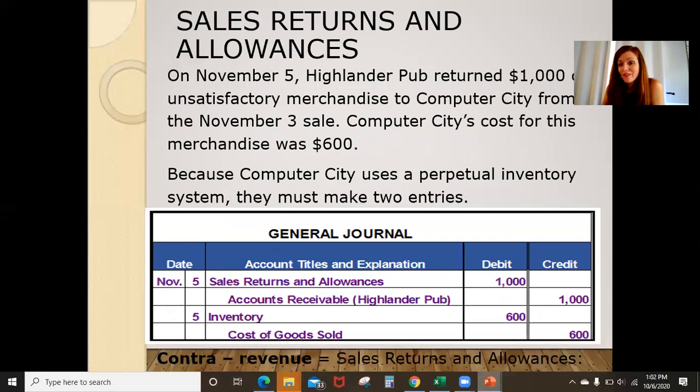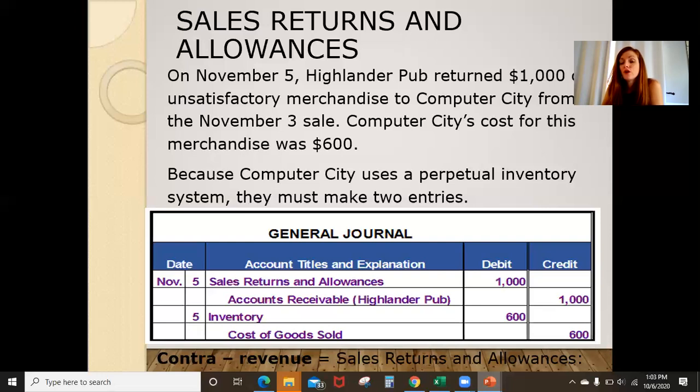Okay, then on November 5th, Highlander Pub returned $1,000 of unsatisfactory merchandise to Computer City from that November 3rd sale. Computer City's cost for the merchandise was $600. So they returned half of the merchandise they bought from us just 2 days before. Since we keep perpetual inventory, this is what our journal entries would look like for that sales return. We debit sales returns and allowances for the $1,000 they return, and then we credit accounts receivable for the $1,000 because they no longer owe us half of the money they originally did.